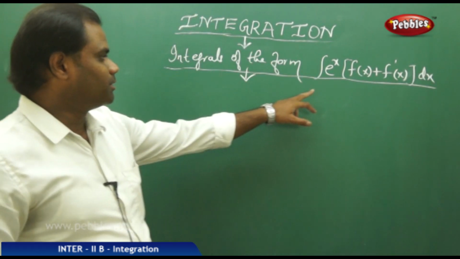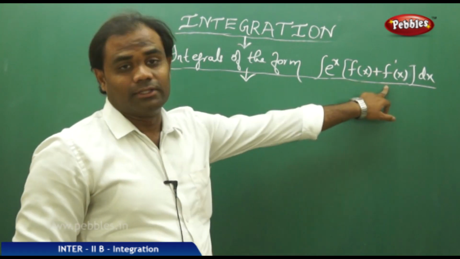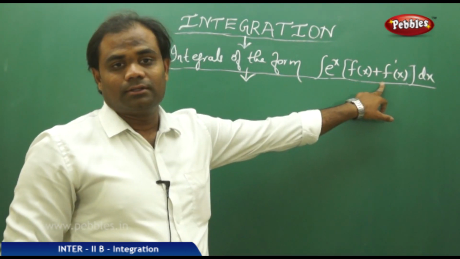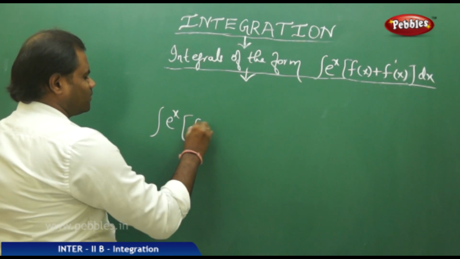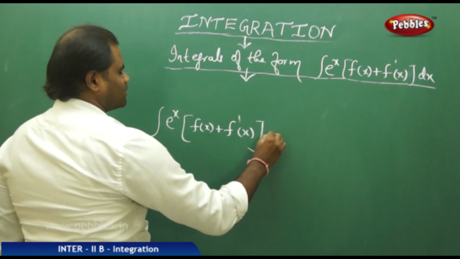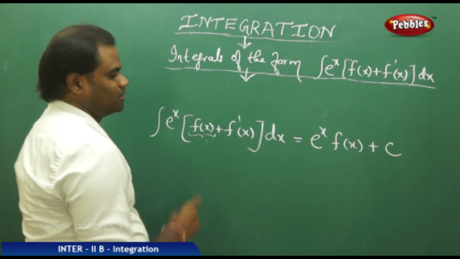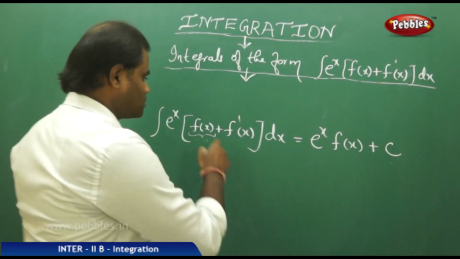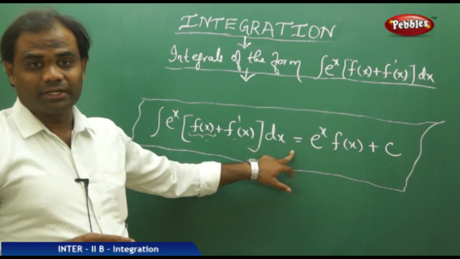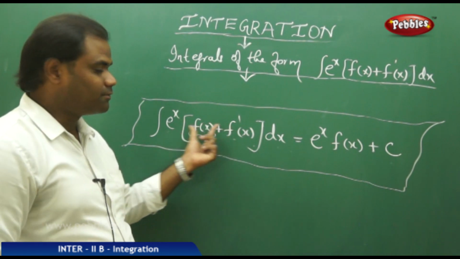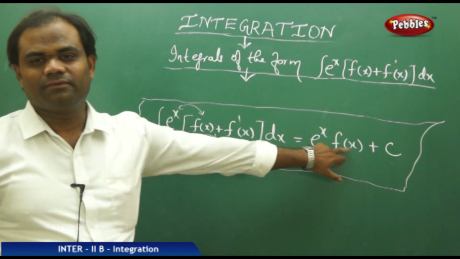Suppose I have integrals of the form integral e power x times f of x plus f dash x dx, then we have an exclusive formula for integrals of this type. So let's see the derived formula. The integral of e power x times f of x plus f dash x dx is directly given to be e power x f of x plus c. So whenever we find an integral of this form, if you can express the two terms inside the bracket as derivatives of each other, then I can directly obtain the answer as e power x times that function.